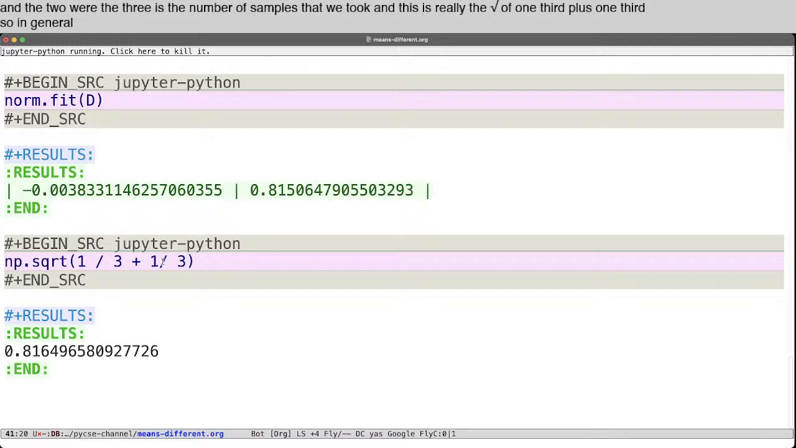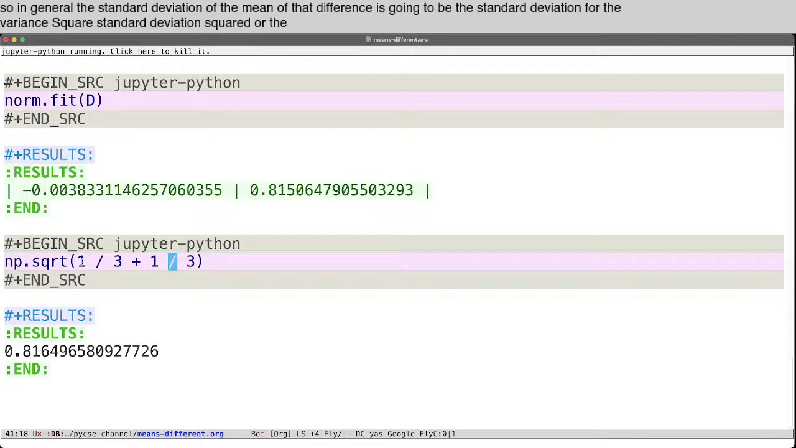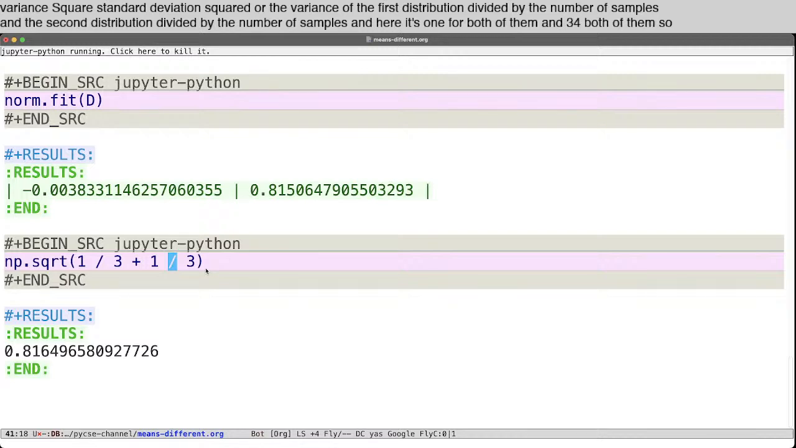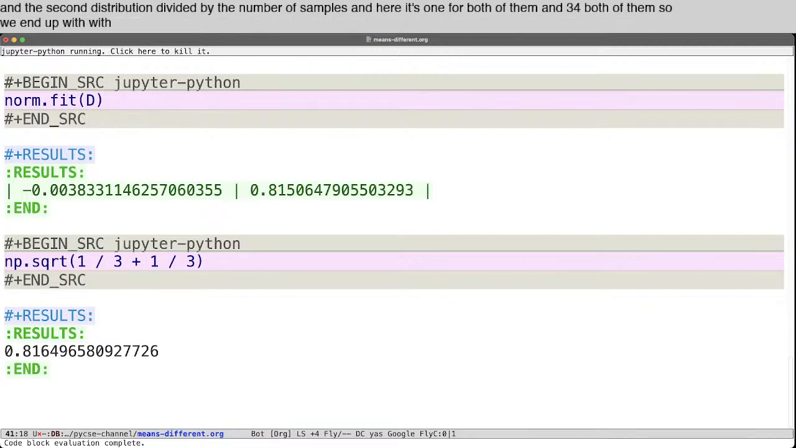So in general, the standard deviation of the difference of the means is going to be the square root of the variance, the standard deviation squared, of the first distribution divided by the number of samples, plus the same for the second distribution divided by its number of samples. And here it's 1 for both of them and 3 for both of them. So we end up with that.